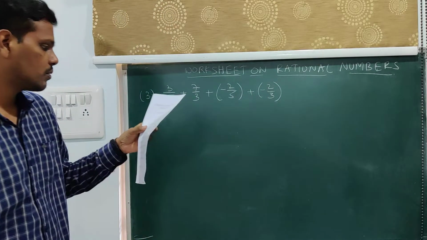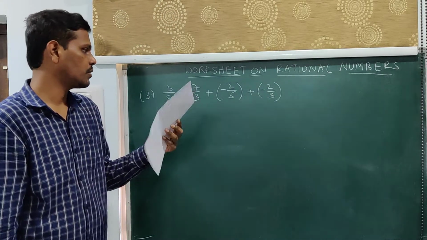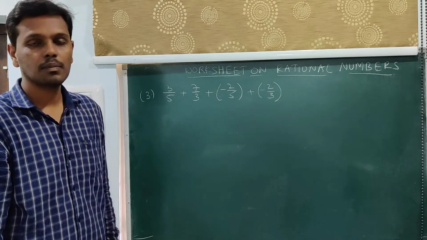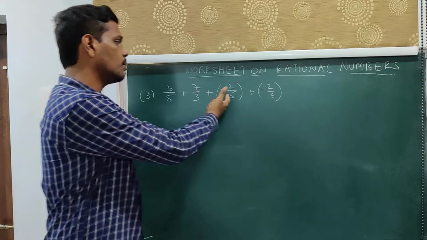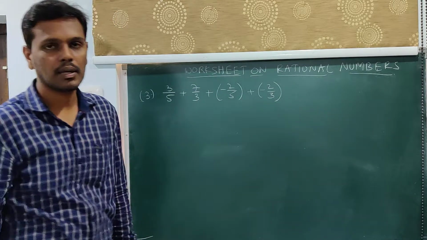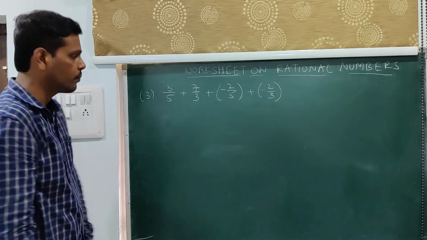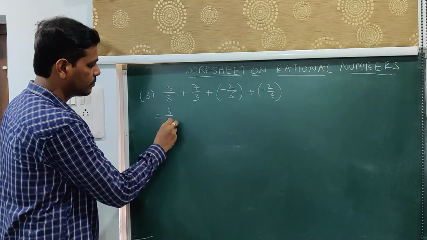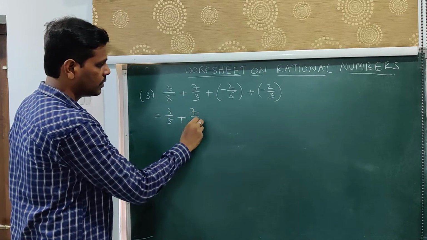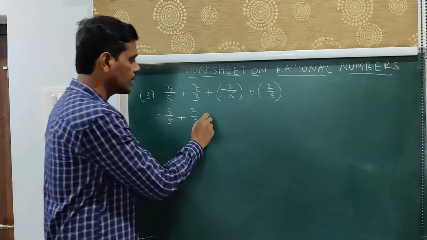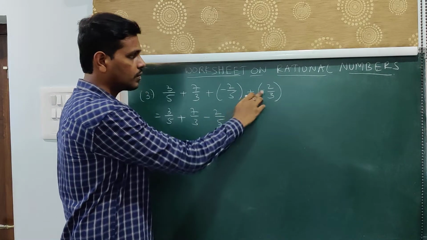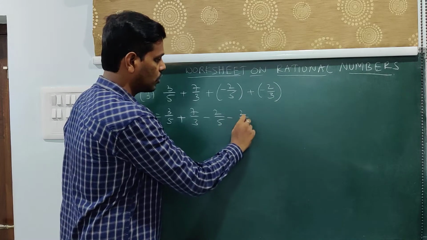So this is the third question: 3 by 5 plus 7 by 3 plus of minus 2 by 5 plus minus 2 by 3. As we have discussed earlier, first do the multiplication, then addition and subtraction. That is what we are going to follow. So this is 3 by 5 plus 7 by 3. Now this is plus into minus, different signs. You will always arrive at a negative sign. So plus into minus is minus 2 by 3.